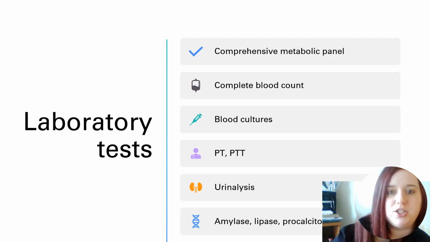Upon arrival, the patient was triaged and had blood work drawn. Labs included a CMP, CBC, blood cultures, coags, UA, and later on a few add-ons. Due to the patient's signs and symptoms, the doctor wanted to rule out pancreatitis, which is why the amylase and lipase were ordered, and then a procal and lactic acid because of the fever.